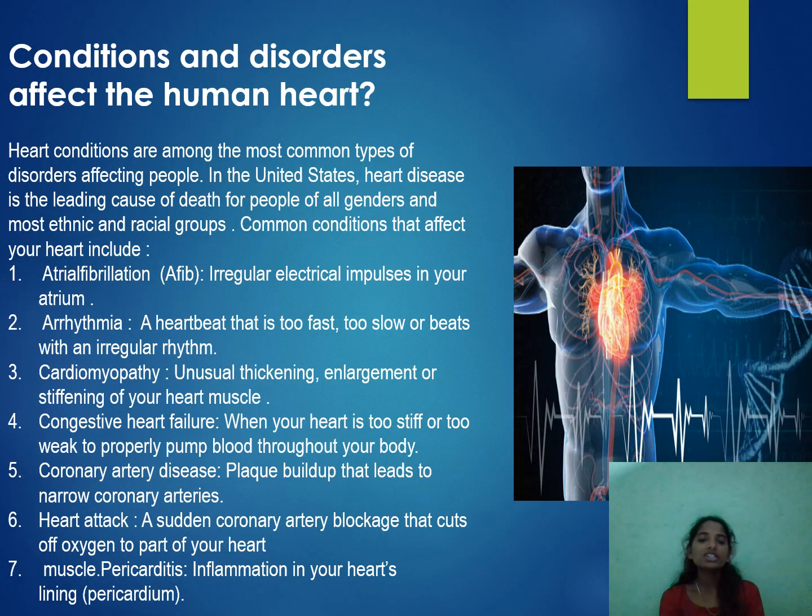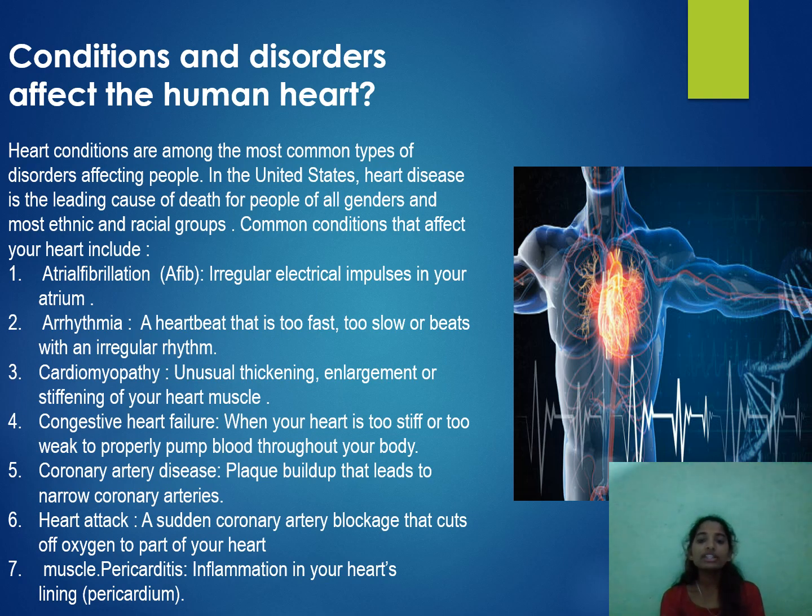So let's see conditions and disorders which affect the human heart. Heart conditions are among the most common types of disorders affecting people. In the United States, heart disease is the leading cause of death for people of all genders and most ethnic and racial groups. Common conditions that affect your heart include atrial fibrillation, irregular electrical impulses in your atrium; and arrhythmia, a heartbeat that is too fast or too slow or beats with an irregular rhythm.